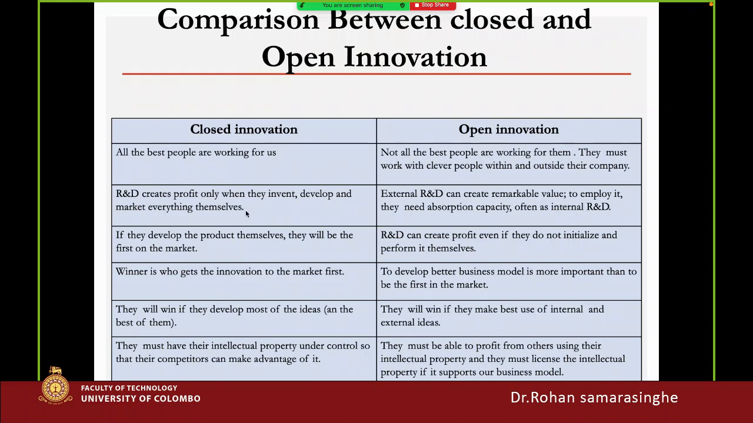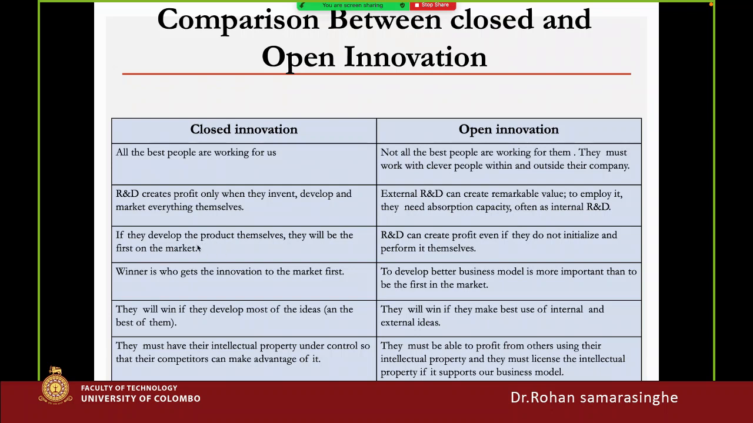So this company has a strong R&D department. When you consider the Toyota company, as I explained before, there are 1,000 PhD-holding engineers doing research in the R&D section. You can find some sophisticated labs better than the universities. So external R&D can create remarkable value. To employ it, they need the sophisticated capacity of an internal R&D.